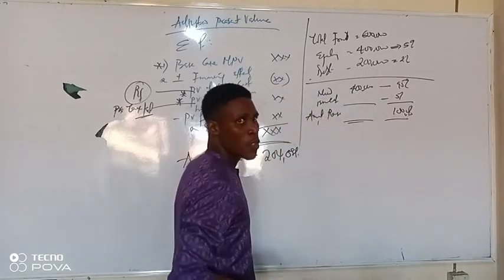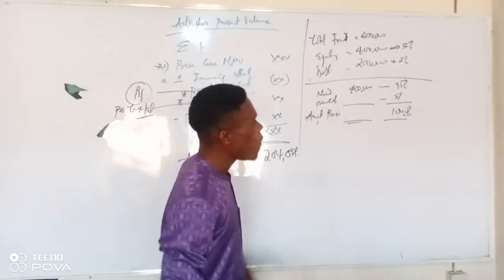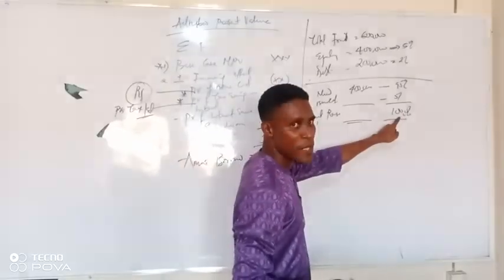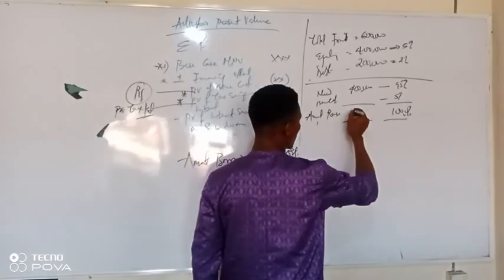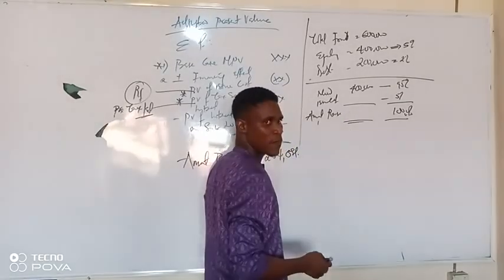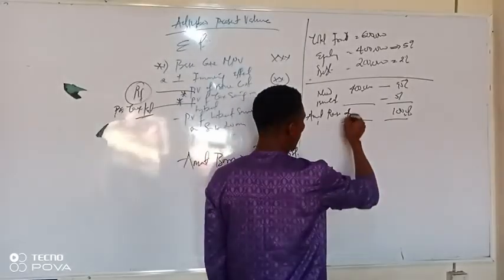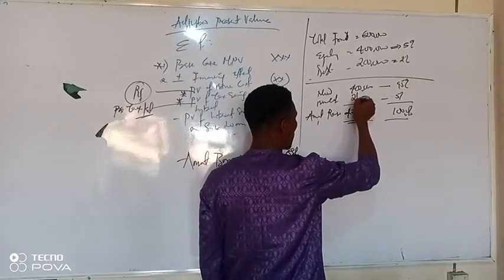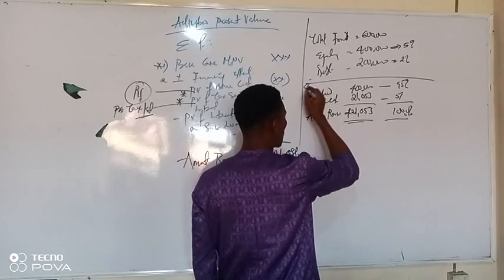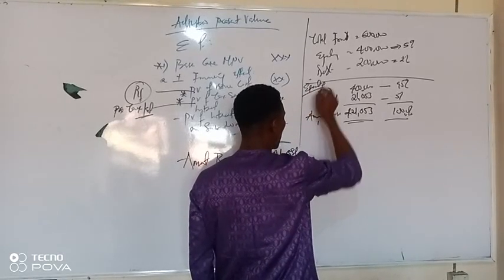So by working it out, what will be the amount raised? That will be 400,000 divided by 95%. The amount raised is 421,053. That means you got some extra 21,000. That's for equity.